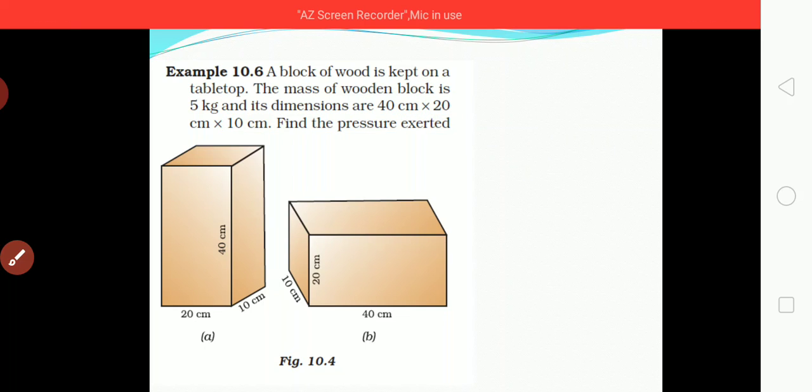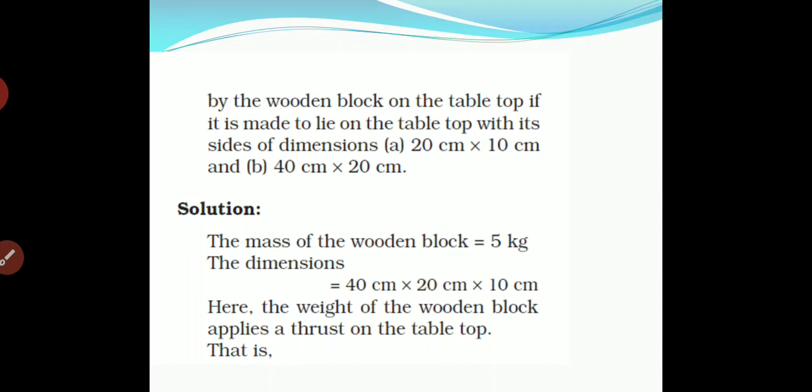When it is in a standing position, while in B you can see that it is in a lying position. So the wood block is on the tabletop if it is made to lie on the tabletop with its side of a dimension. The first dimension is 20 centimeter into 10 centimeter, second is 40 centimeter into 20 centimeter. So the mass is 5 kg.